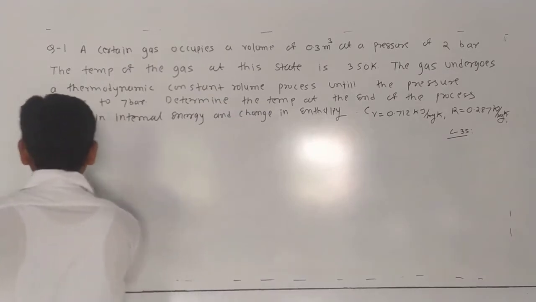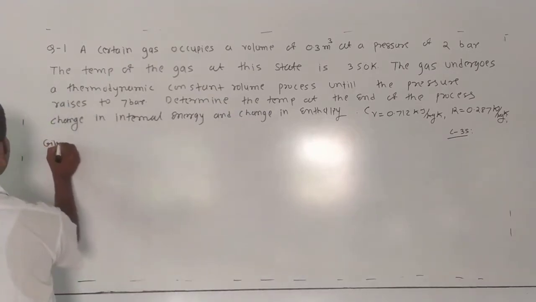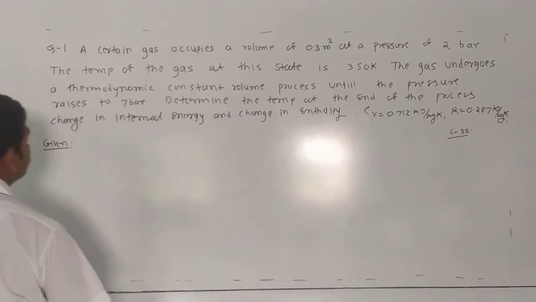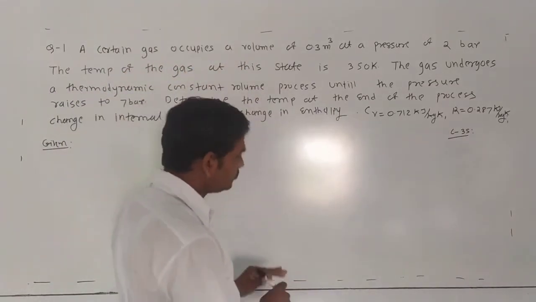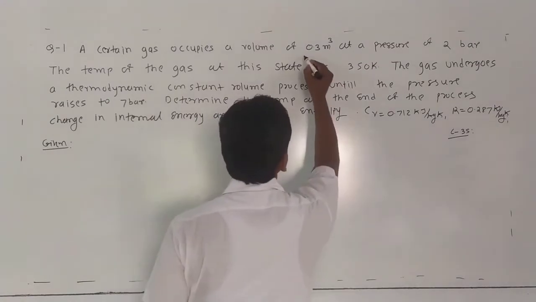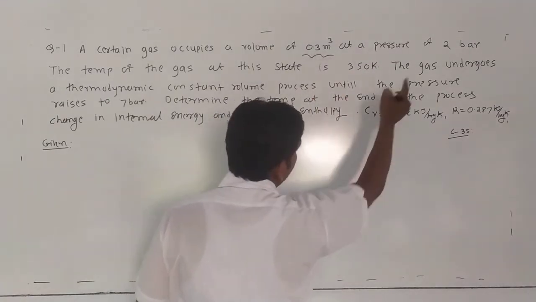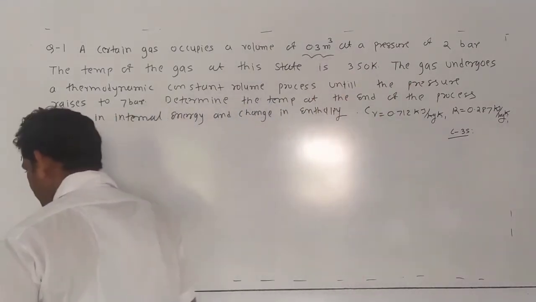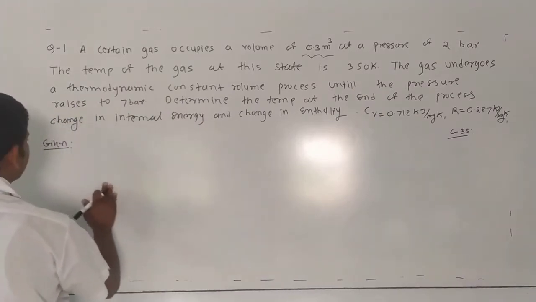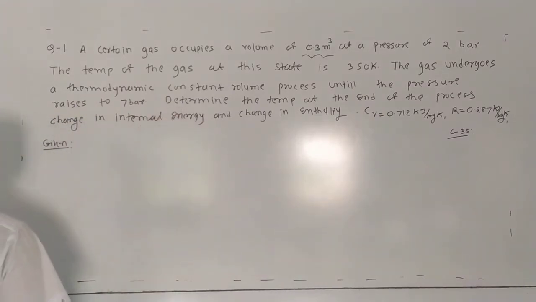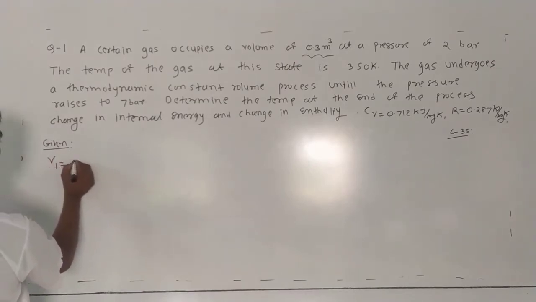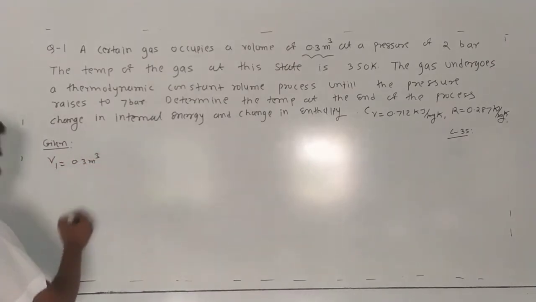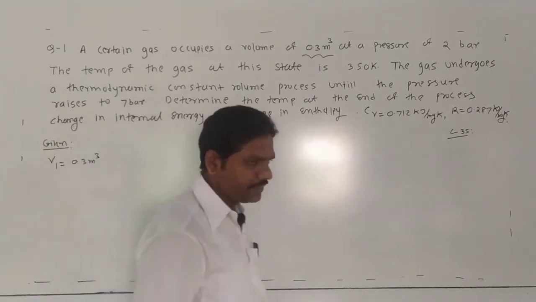So, what is the problem? First, I write down the given data. A certain gas occupies a volume of 0.3 meter cube at a pressure of 2 bar. Here, the volume V1 is given. What is the value of V1? The V1 is 0.3 meter cube.